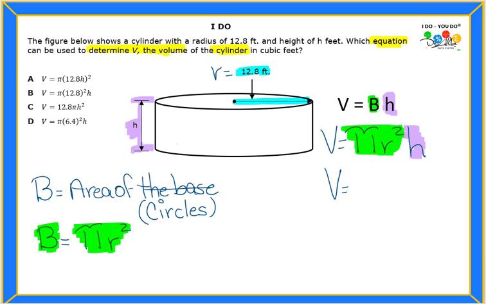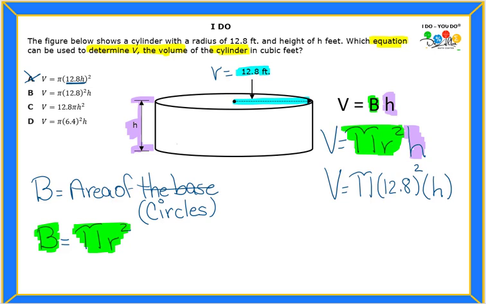Okay, what about if we replace some values here? So the pi, I'm going to leave it alone. What's the radius? Oh, it's 12.8, and I'm going to raise it to the second power, or square. And then I'm going to have the h, which I don't have a value for, but I'm just going to leave it as an h. So look at the answer choices. Could letter A be an answer? No, because look what they're doing. They're raising all of this to the second power. And what is the only thing that is being raised to the second power? Just the radius, right? So no, A cannot be right.